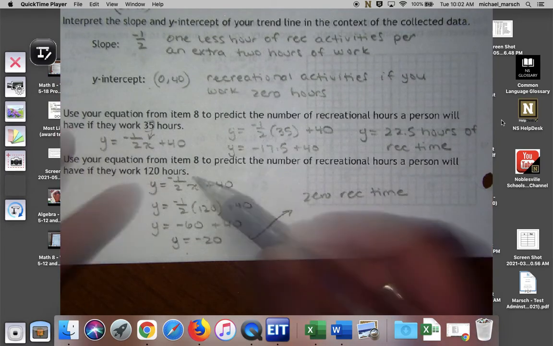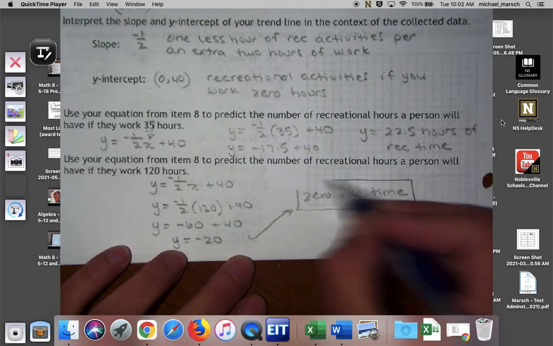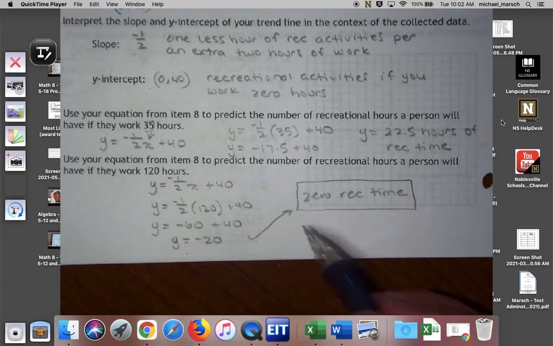If you're going to work 120 hours a week, you're not going to have time left for much else. So even though our answer is negative 20, we interpret that back to the scenario saying you have time for nothing else.